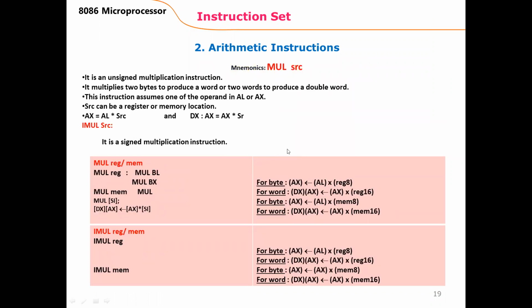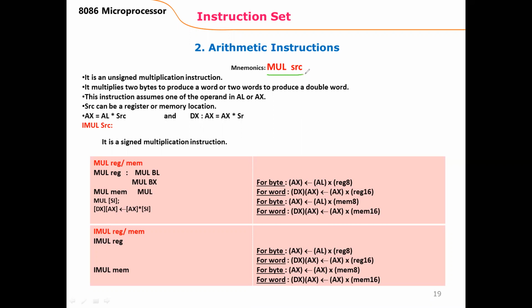Multiplication and division instructions were left in the last class, so I am going to explain these two instructions first. Multiplication instruction is directly available in case of 8086 microprocessor. In case of 8085 microprocessor, we were not having any multiplication instruction. So what is the format of multiplication instruction? We need to take care of it.